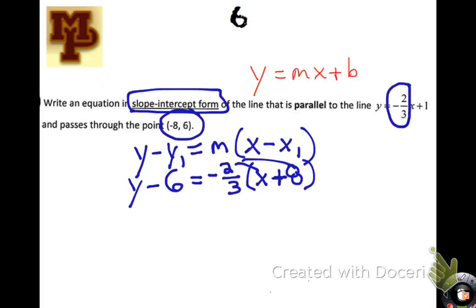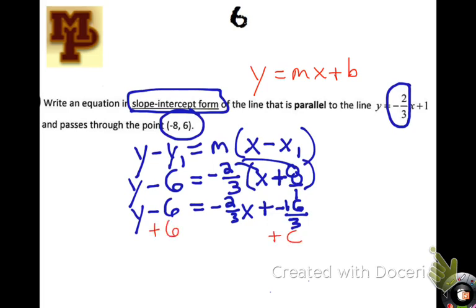So we have to do a little fraction action there. So let's work it out. This is going to be negative 2/3 x plus, and when you multiply that, think of this as 8 over 1. So on the top, it's going to be negative 16 over 3. And then we still have the y minus 6 over here, and we're going to have to add 6. So we add 6 and add 6. Now this part I would probably do off to the side, so I'm going to figure out this fraction work off to the side.